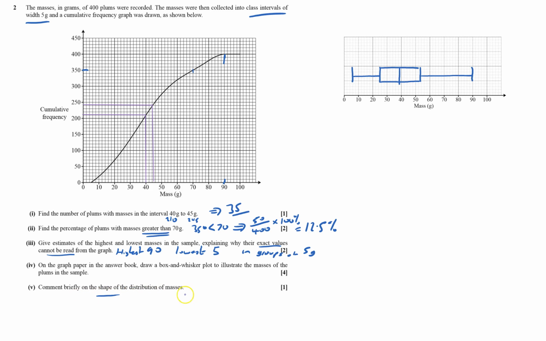Comment briefly on the shape of the distribution of masses. Well, the top 25%, which is this bit here, that top 25% is a bit stretched out. So something like stretched out at the top end. Other things you can say, only 1 mark. That's question 2 done.